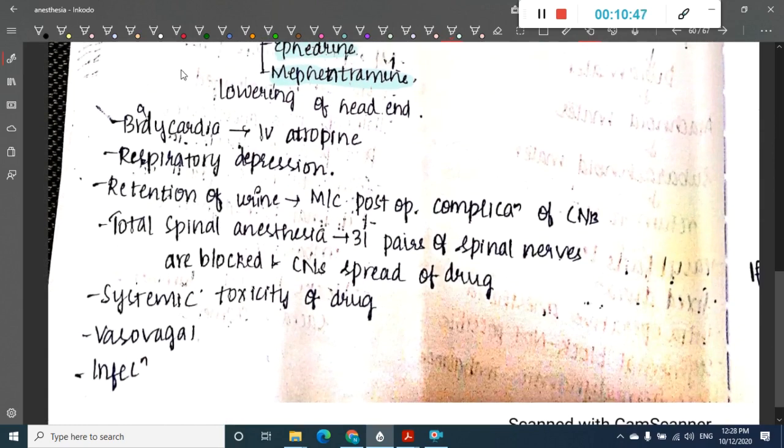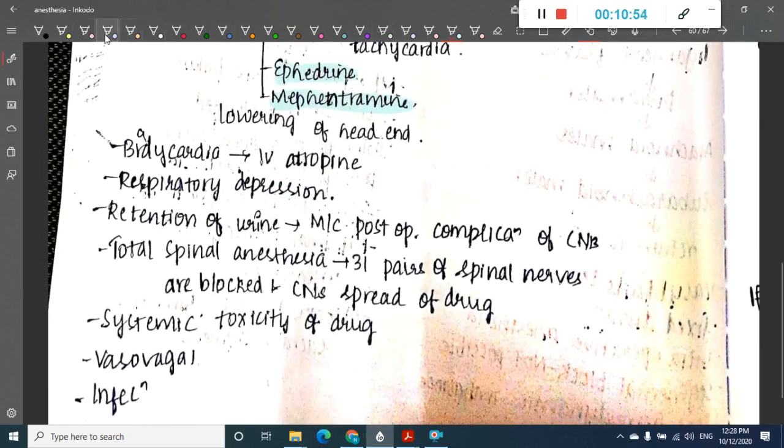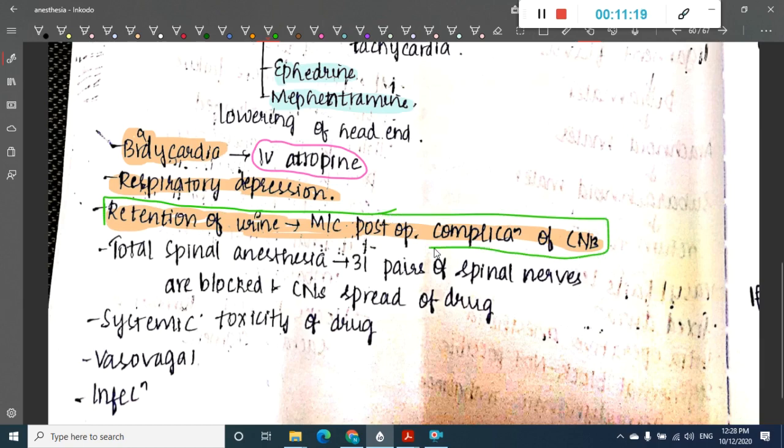Then we have bradycardia as a side effect. For this bradycardia, the drug atropine can be given. Then this can also cause respiratory depression or retention of urine. Especially retention of urine is the most common post-operative complication of central neuraxial blockade. This is important.